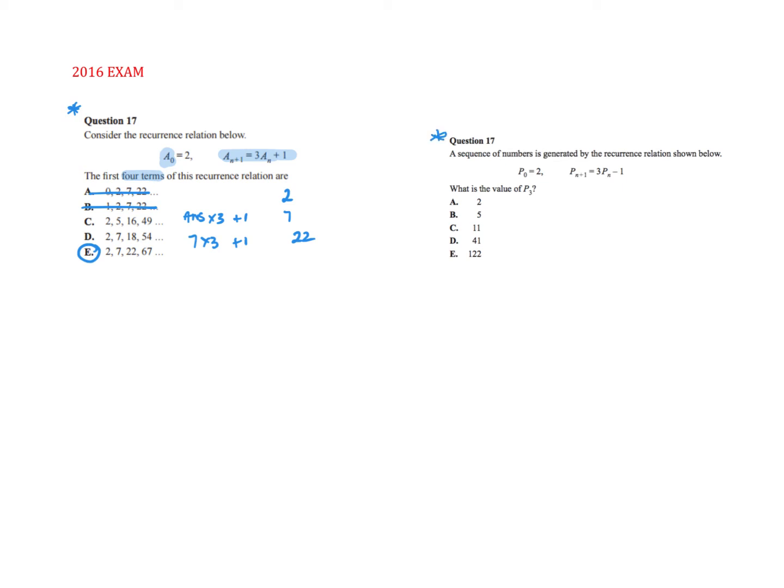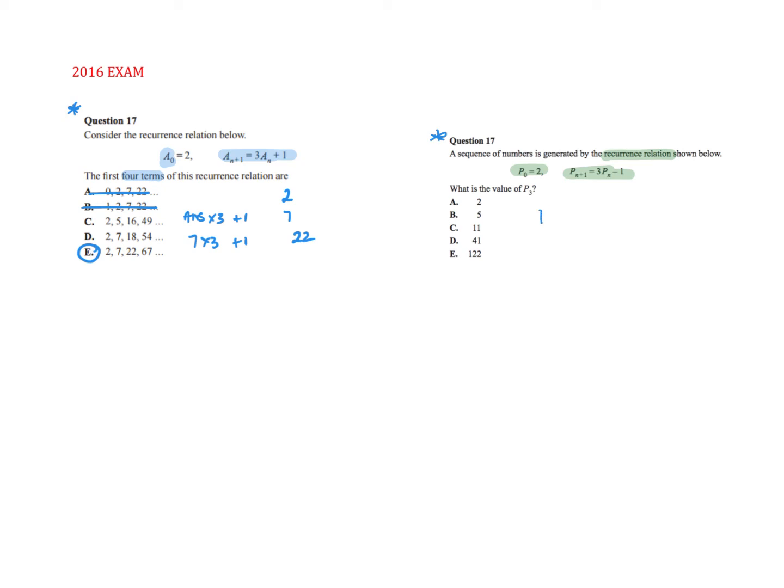It's the first question in the exam of finance. A sequence of numbers is generated by this recurrence relation. They're saying it's a recurrence relation because they're writing it with the initial one and then a rule. What's the value of P3?